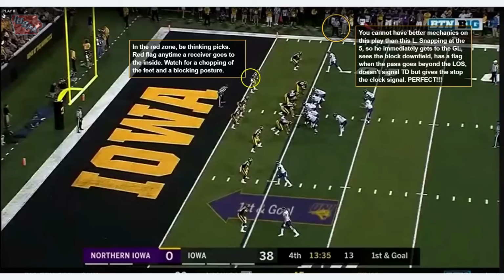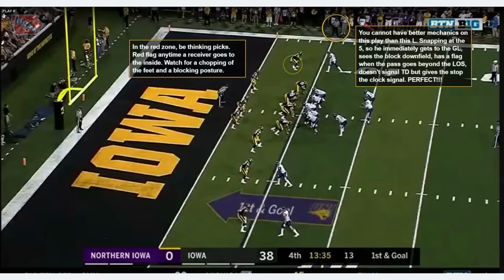We end up with the score. But since he threw a flag that he knows is not going to take the touchdown off the board, he doesn't give a signal. He just gives a stop the clock signal. My note here is anytime we're in the red zone, we need to be thinking about picks. It's a red flag anytime a receiver goes to the inside.